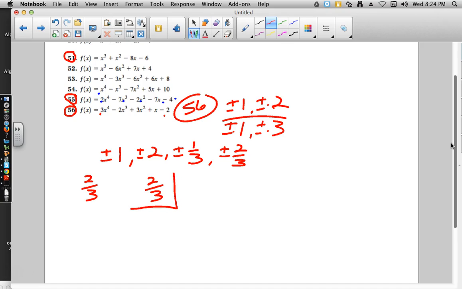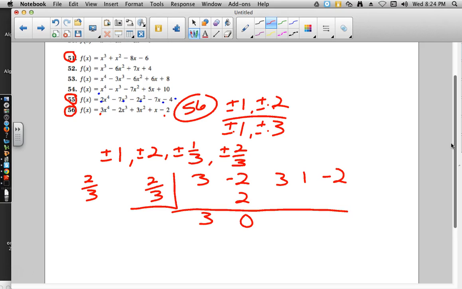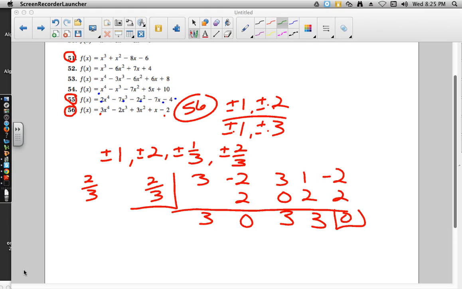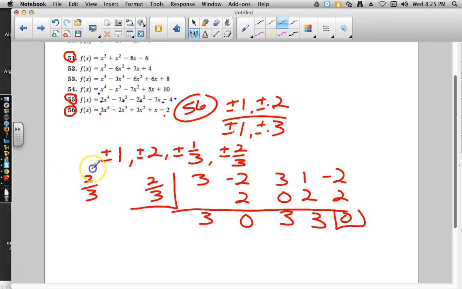So our 2/3 gives us a 3, a -2, a 3, a 1, and a -2. And then we go ahead and bring the 3 down, multiply, and add. Use your synthetic as always, and get your 0.